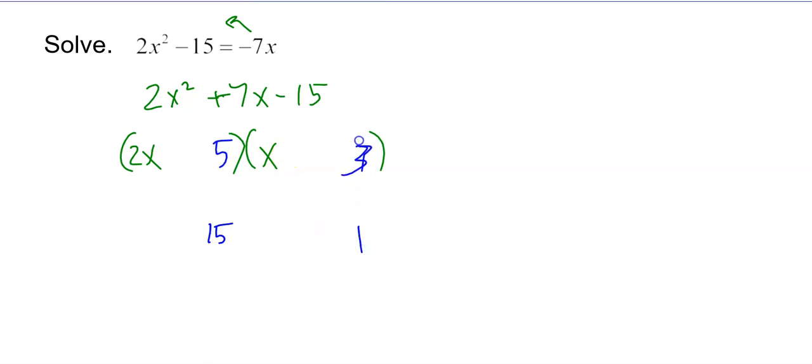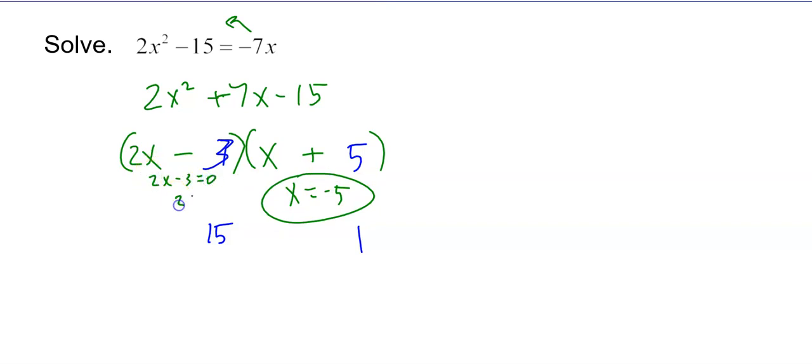So 5 and 3. Let's see, 5x plus 6x. No, that doesn't work. 3x plus 10x. Ooh, that could work. So 3 and 10 could work if one of these is negative, we said, right? So let's see, the bigger number has to be positive. So 10, that's going to be negative. So that'd be 10x minus 3x is 7x. Negative 3 times 5 is negative 15. That works. So our solutions are x equals negative 5. And go ahead and set this one equal to 0. So 2x equals 3. So x equals 3 halves.